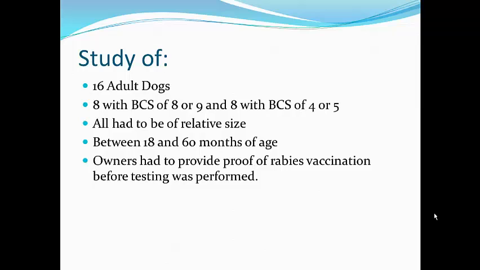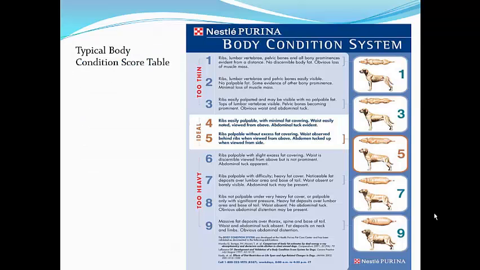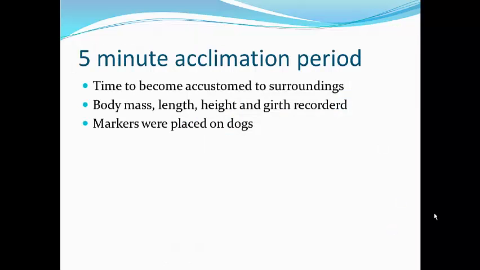The dogs also needed to be of relative size to each other. For this study, they chose dogs between the ages of 18 months and 60 months of age. Owners also had to be sure to provide proof of rabies vaccination before testing could be performed. For this slide, I have provided a picture of a typical body condition score table from 1 to 9 so you can see the differences in the dogs and see how yours might fit into this table.